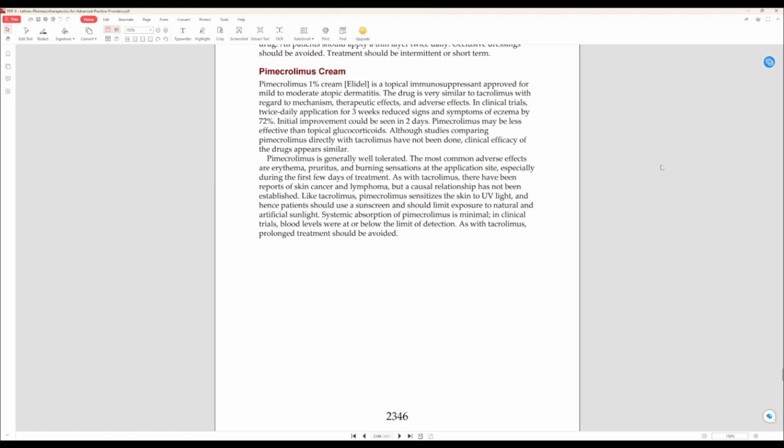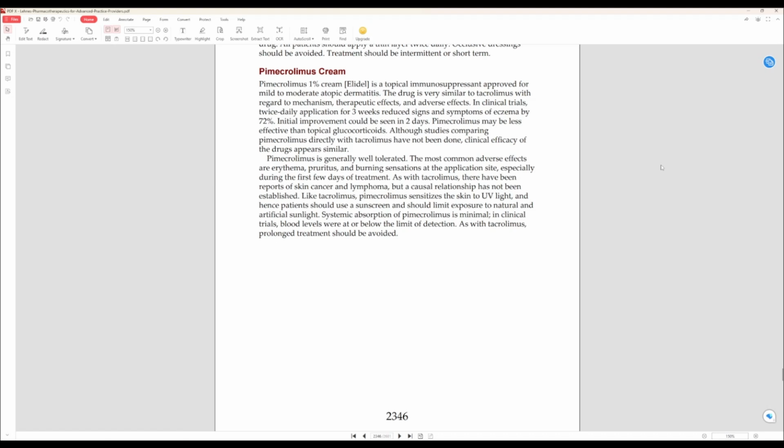The most common adverse effects are erythema, pruritus, and a burning sensation at the application site, especially during the first few days of treatment. As with tacrolimus, there have been reports of skin cancer and lymphoma, but again, the causal relationship has not been established. Similar to tacrolimus, pimecrolimus sensitizes the skin to UV light, and therefore patients should use a sunscreen and should limit exposure to natural and artificial sunlight.